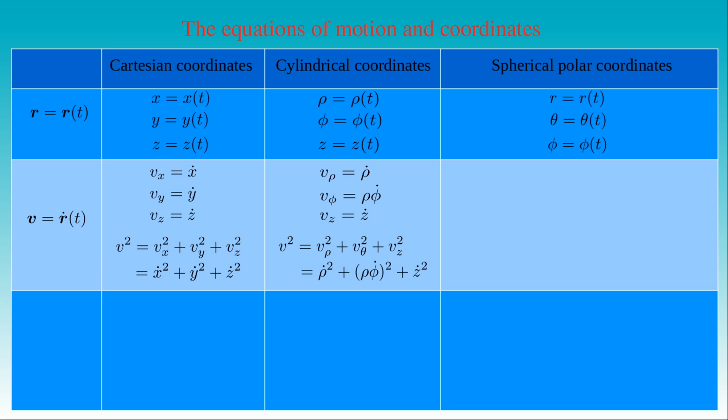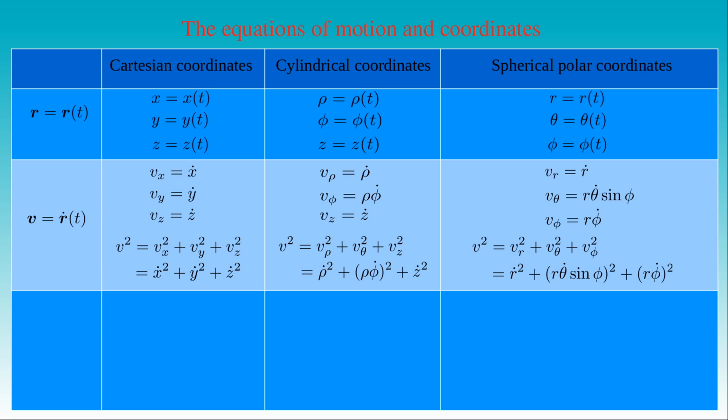In the next column the components of the velocity in spherical polar coordinate system are shown. Its r component is just the derivative of the coordinate function r. Its theta component is r times sine phi times the derivative of the vertical angle theta. And its phi component is r times the derivative of the azimuthal angle phi. Again, the square of the length of the velocity is the sum of the square of these components, with squares and quadratic terms of the derivatives of the coordinates.